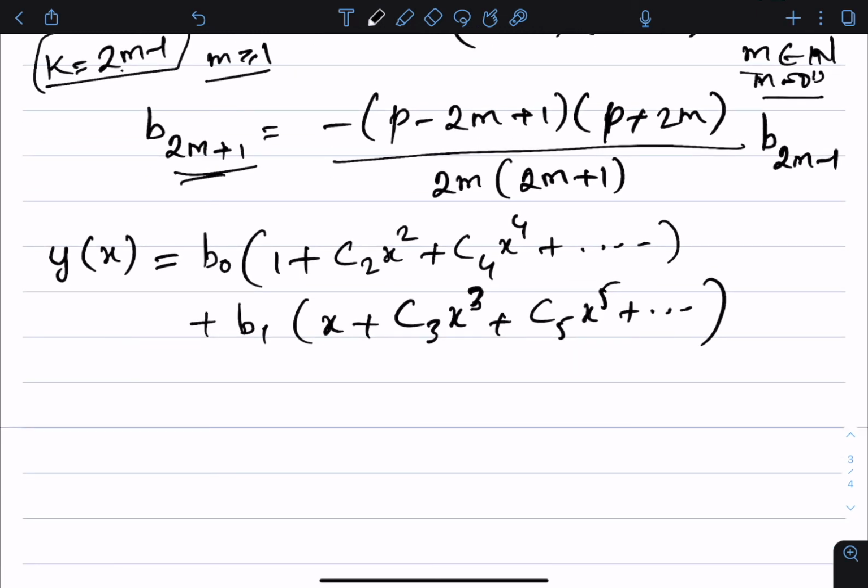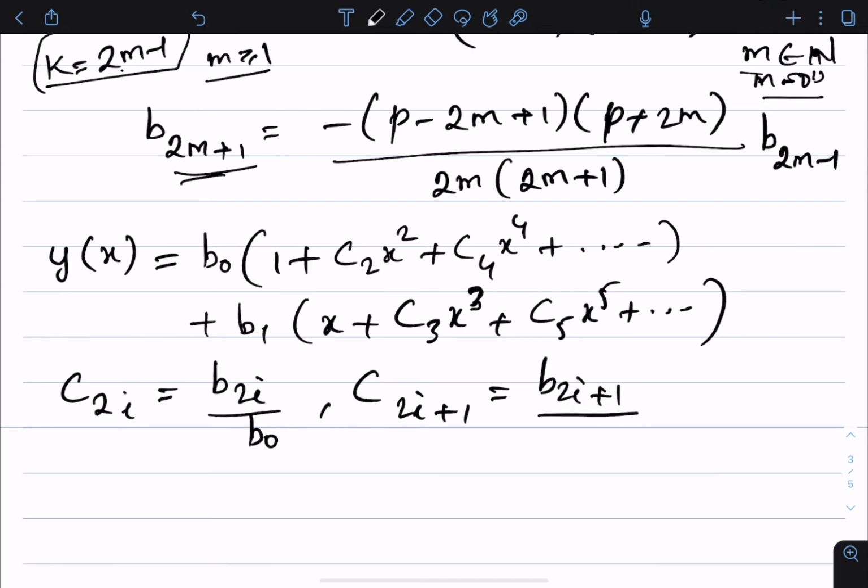And what are these c? Your c of 2i is precisely b2i by b0, and your c of 2i plus 1, that is all odd c's, will be odd b's by b1. Now this is valid for all i, 1, 2, 3 and so on.